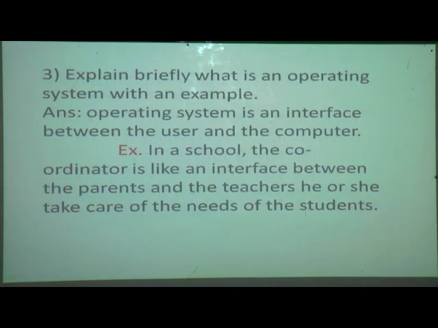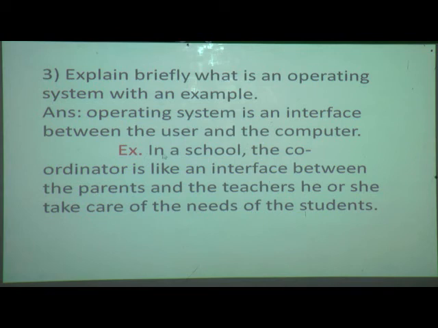Next, explain briefly what is an operating system with an example. Operating system is an interface between the user and the computer.